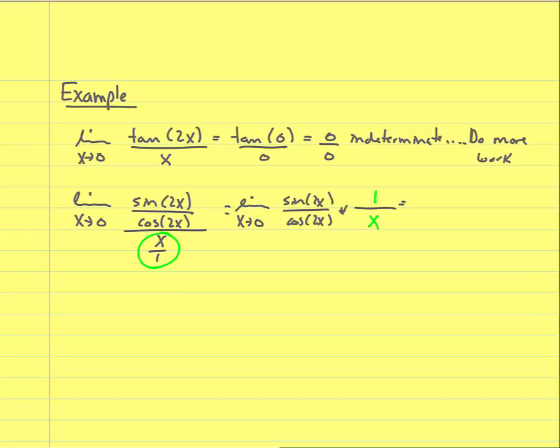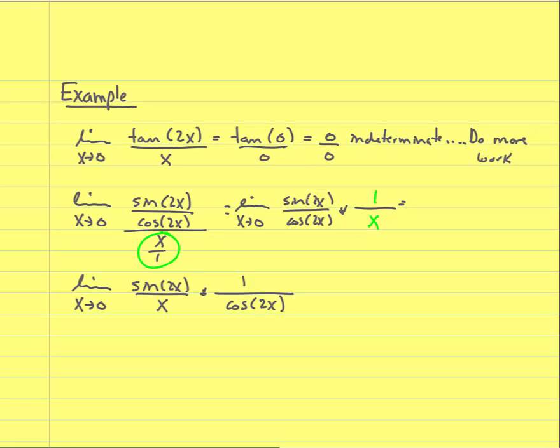So let's go ahead and keep rewriting. I'm trying to get this into a familiar form. So let's look at the limit as x approaches 0. And I see this sine of 2x over x times 1 over the cosine of 2x. So I took the sine of 2x over x, rewrote it as one piece, and then I have 1 over cosine of 2x for the second piece. Now remember, the limit of a product is the product of the limits, so I can rewrite these. Limit as x approaches 0 of the sine of 2x over x times the limit as x approaches 0 of 1 over the cosine of 2x.